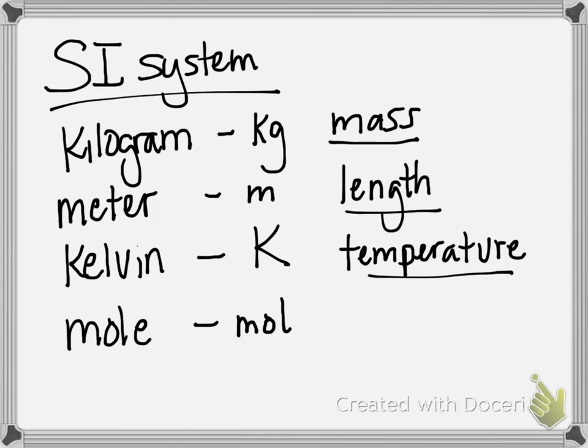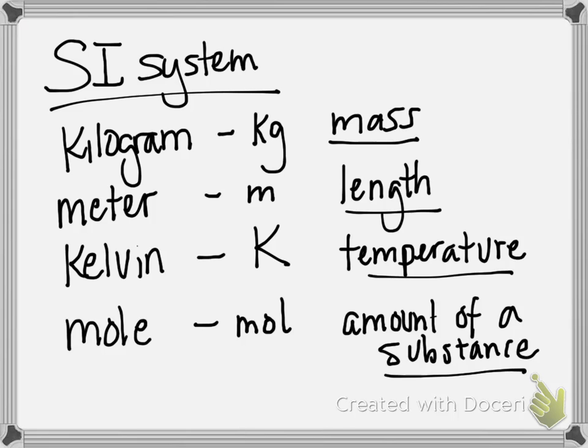And the last SI unit that we use extensively in chemistry is the mole. Not the furry kind. The mole is the SI unit that's used to measure the amount of a substance. So there you have it. Those are the 4 SI units that we use extensively in chemistry to measure the quantities of mass, length, temperature, and amount of a substance.